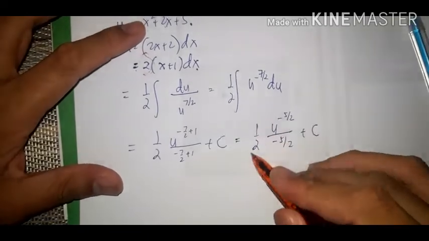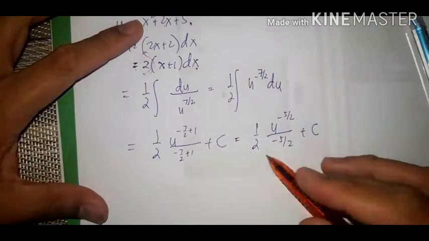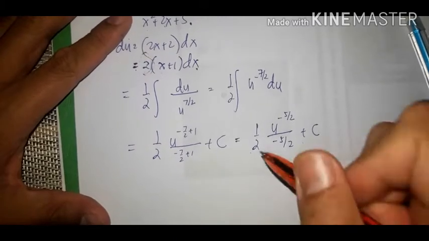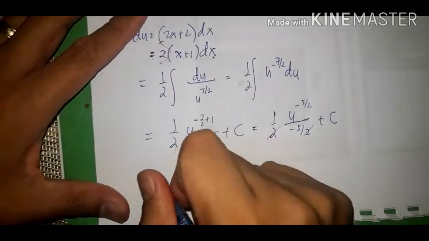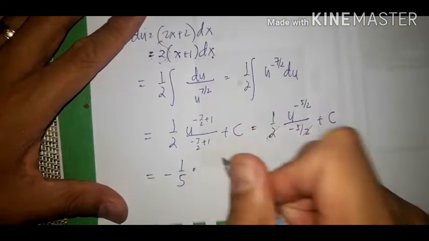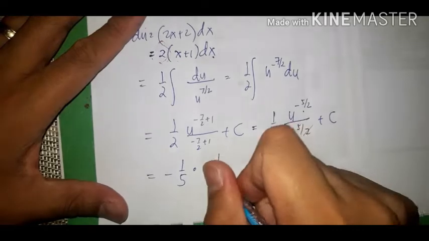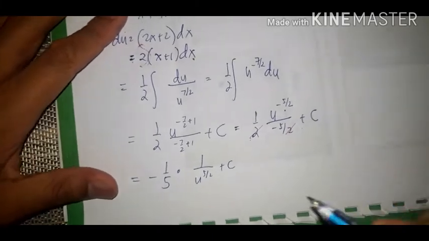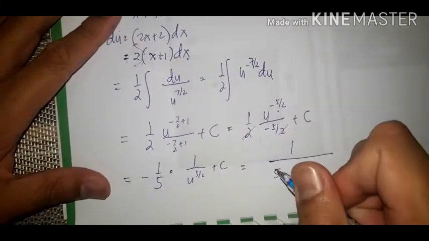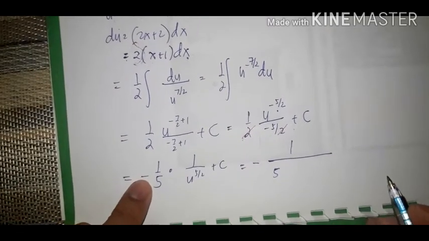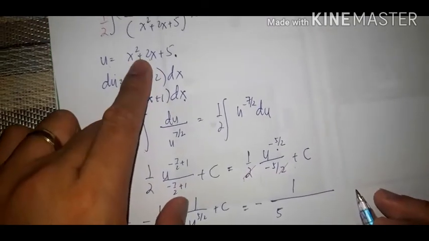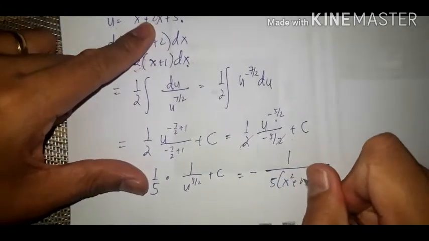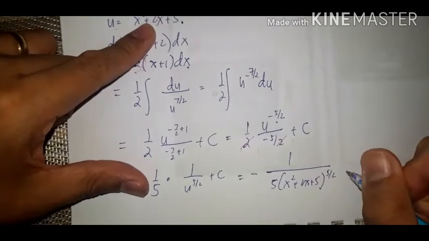This 1/2 is to be multiplied with the reciprocal of negative 5 halves, so our multiplier becomes negative 2/5. The 2 cancels out, giving you negative 1 over 5 times u to the negative 5 halves, which can be written as u raised to 5 halves plus c. Let's bring it back to its original form. This now gives you 1 over 5, preceded by a negative. Your u here is x squared plus 2x plus 5, so I can now replace u with the original x squared plus 2x plus 5 raised to 5 halves plus c.